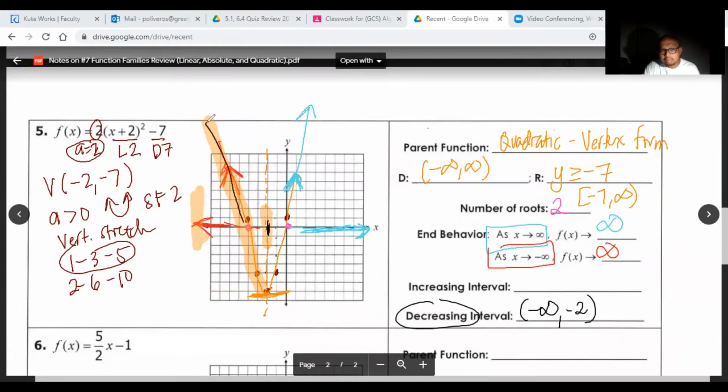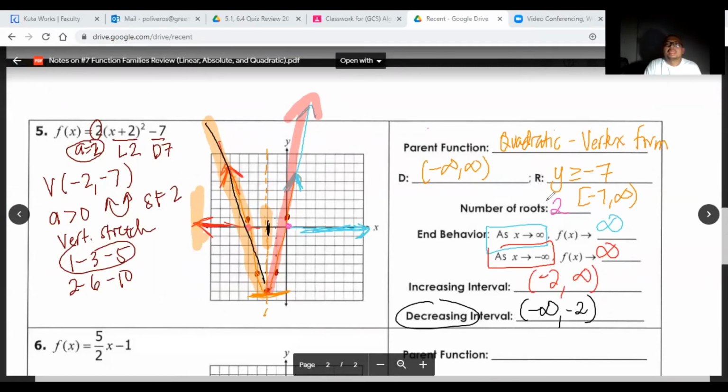This is going down. Now, the increasing is this red one here. This is the increasing, the red one. So therefore, it starts increasing from -2 to the infinity of the x value.